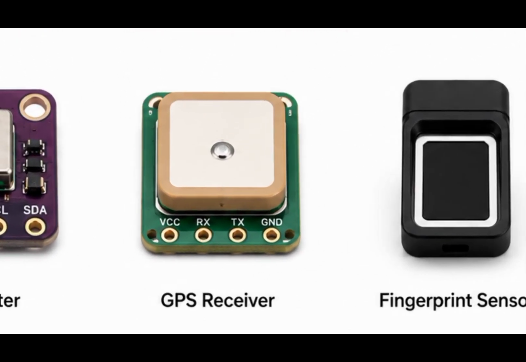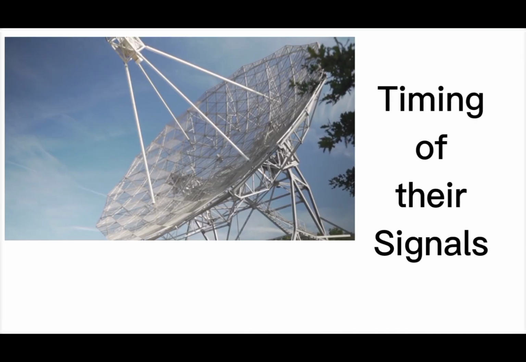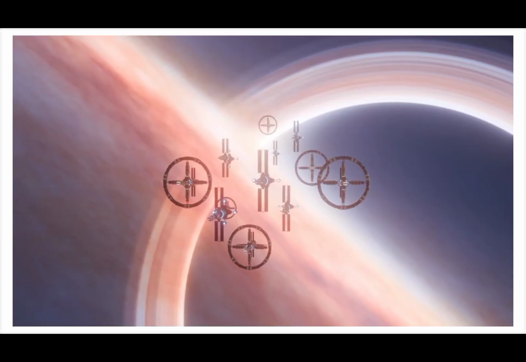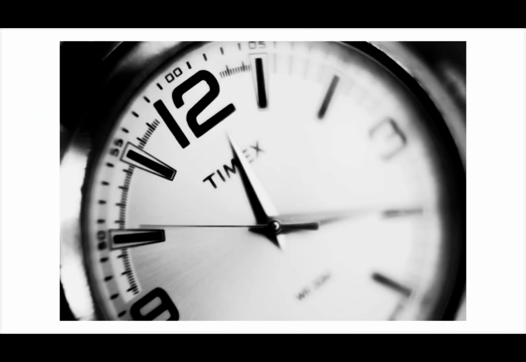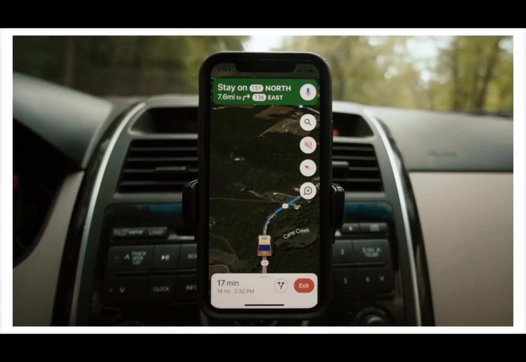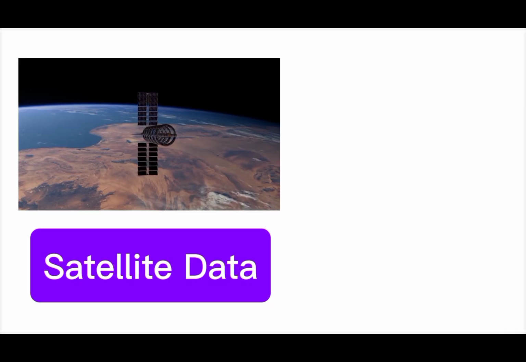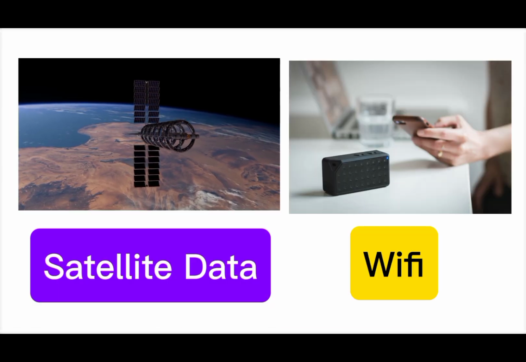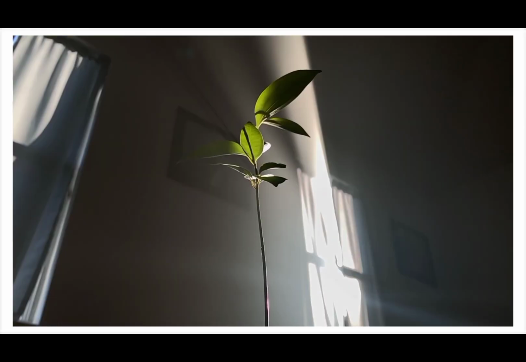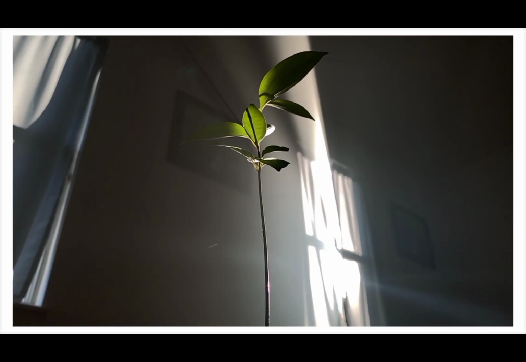GPS receiver. This sensor connects to satellites orbiting the Earth and uses the timing of their signals to calculate the phone's position on the surface. Multiple satellite signals arrive at slightly different times, and the receiver uses those differences to triangulate location. To improve speed and accuracy, phones combine satellite data with nearby Wi-Fi networks and cell tower signals, which allows location to be established faster and maintained in environments where satellite signals are partially blocked.